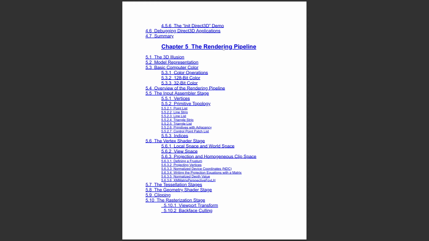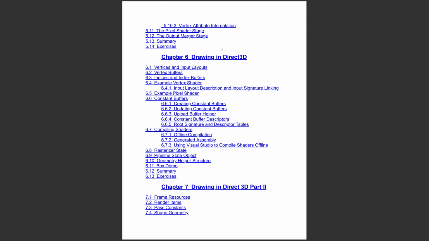And then finally, we're going to be talking about the rasterization stage using the viewport transform, backface culling, and the vertex attribute interpolation. Not quite sure what that is. But the final pieces are the pixel shader stage and the output merger stage. We have chapter 5 ending with some summary and exercises.